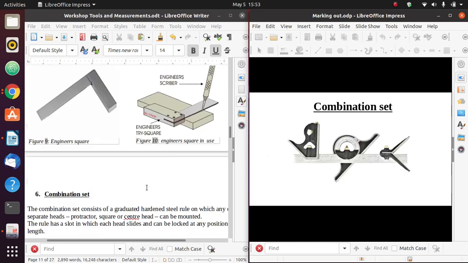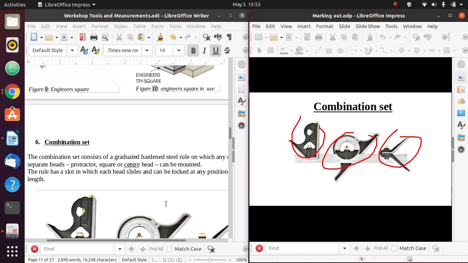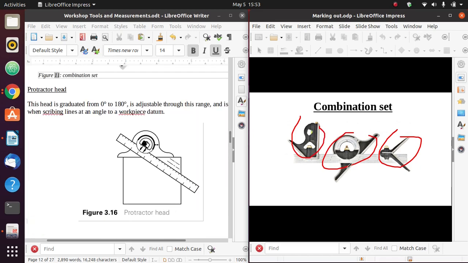Now we have a very important tool known as a combination tool. This is usually a steel rule, ni ruler, a steel rule that has 3 heads. Kuna hii head, kuna hii head, na kuna hii head. Now the first head, this head ya katikati, is known as the protractor head. We use this if you want to draw lines at an angle on the workpiece.